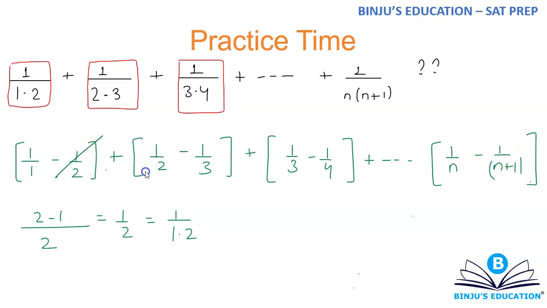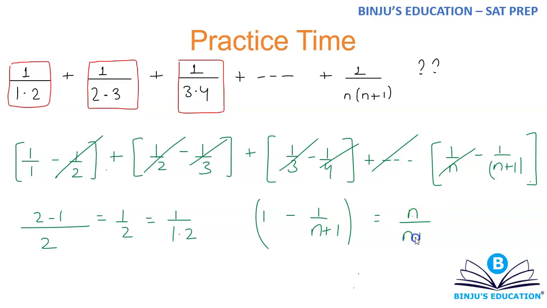So these terms will start getting cancelled out. You'll be left with the first positive term and the last negative term. So this will basically be 1 minus 1 over n plus 1, which is n divided by n plus 1. So what is the sum? The sum is simply n divided by n plus 1.